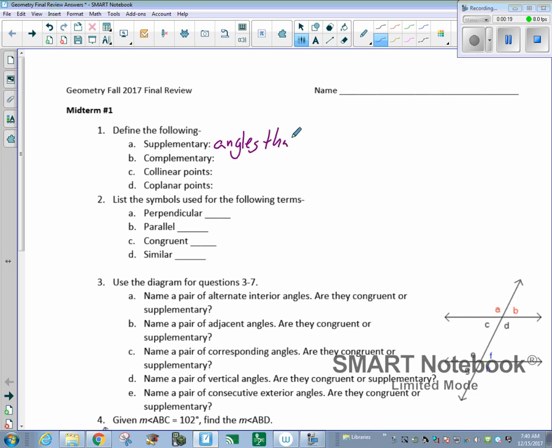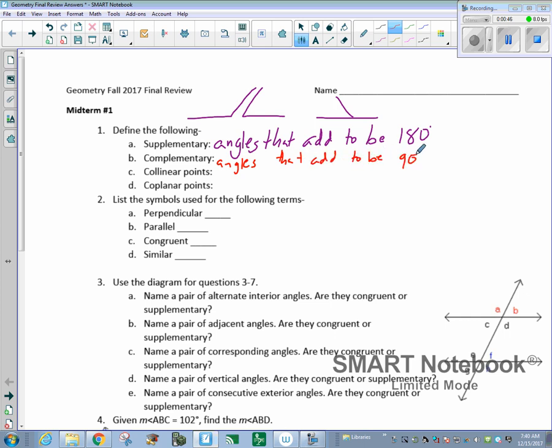Angles that add to be 180 degrees, and they can be either two angles that are next to each other that add to be 180 degrees, or they could be a linear pair, and that would be a way to define supplementary angles.